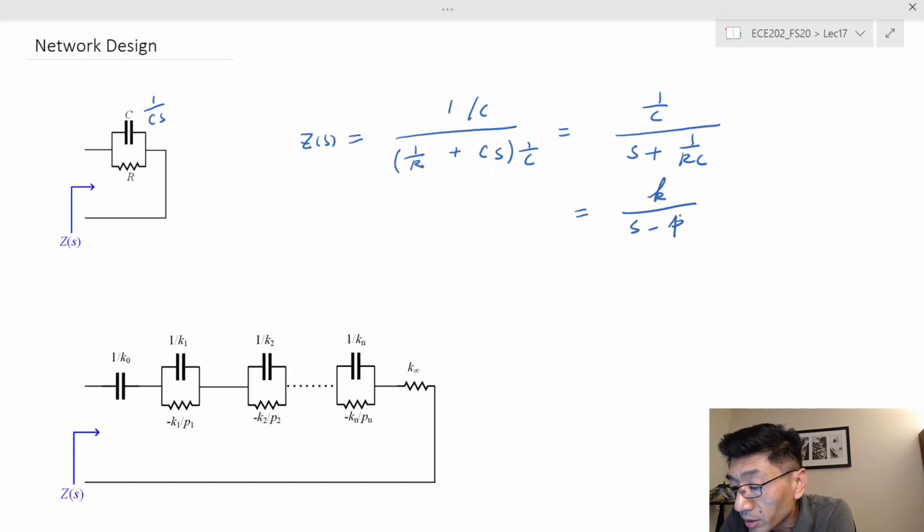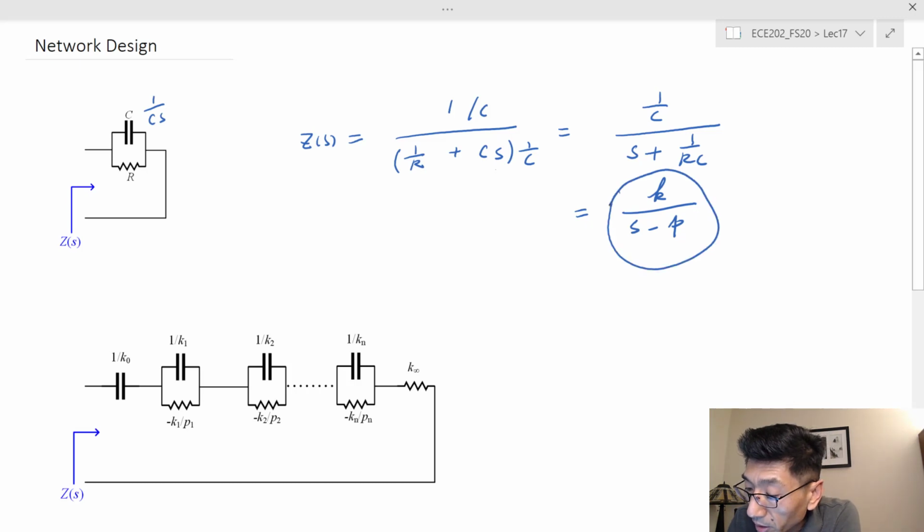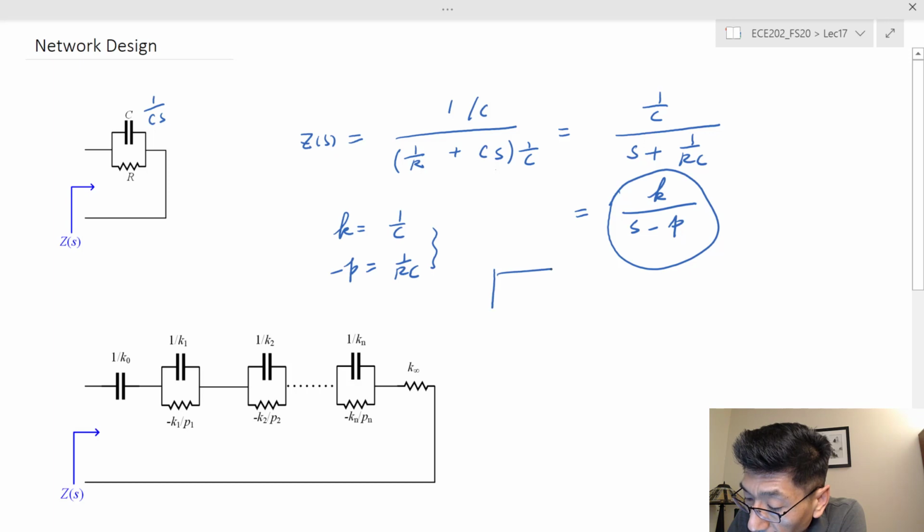The K is the residue. In this case, if we know this term, we're trying to determine the R and the C values, and we can see that K is going to be equal to 1 over C, right? And negative P is going to be equal to 1 over RC. So if we write this equation here, C is equal to 1 over K, right?